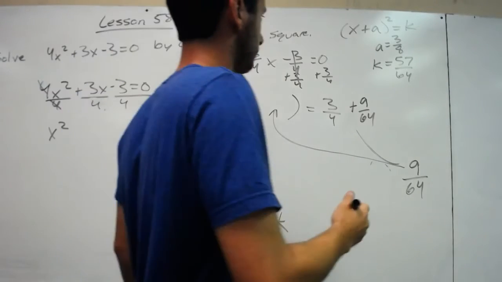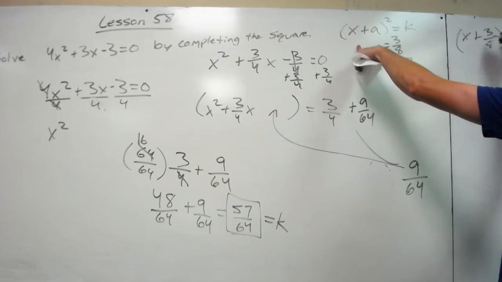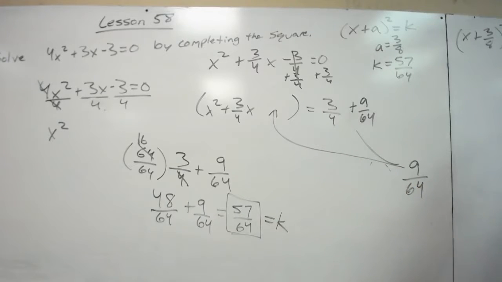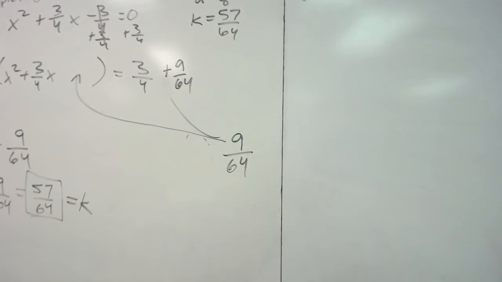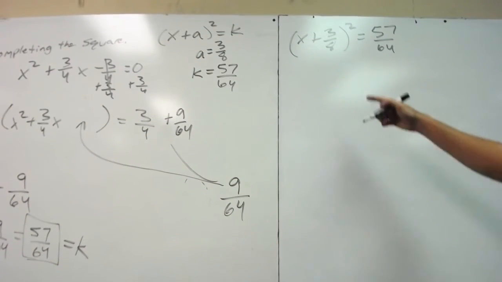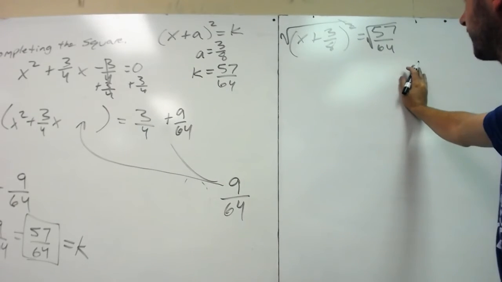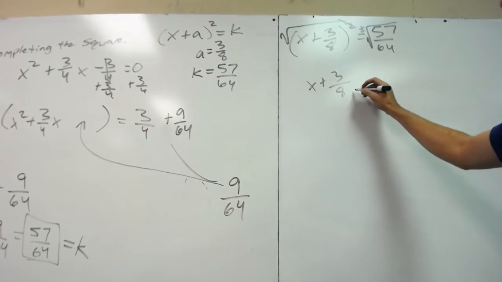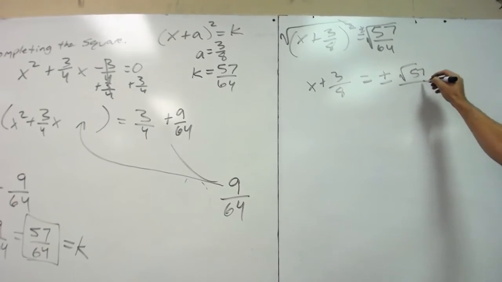So we plug in x plus 3/8 squared equals, where's k? Over there. 57 over 64. Here's our equation, and now we can solve. We got it squared, so we square root. Now, it's easy peasy from here. Square root both sides, add a plus or minus. So we have x plus 3/8 equals plus or minus square root of 57 over square root of 64.